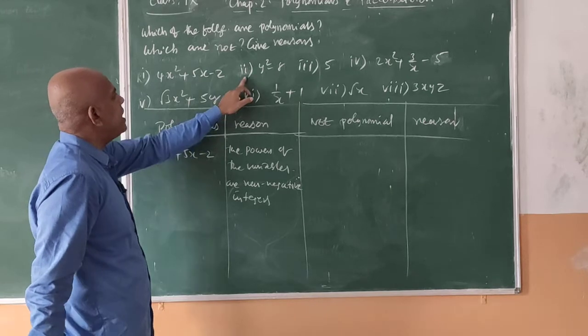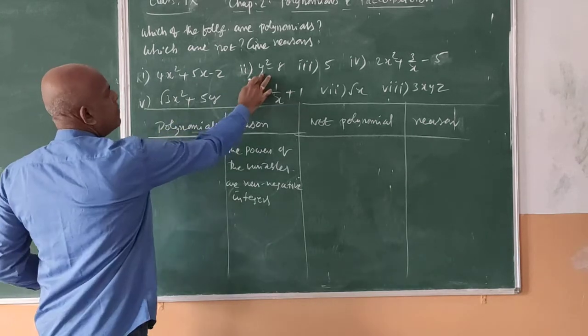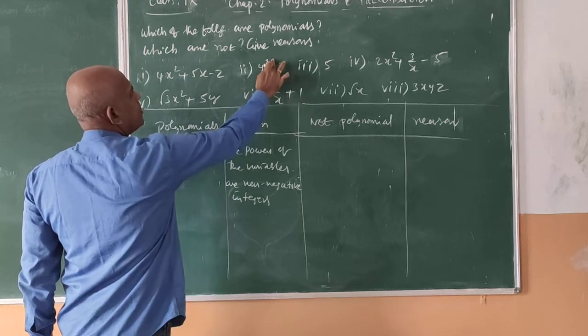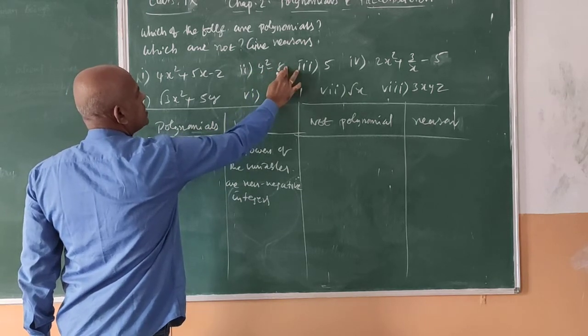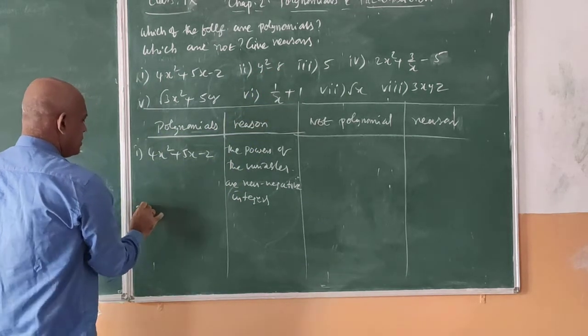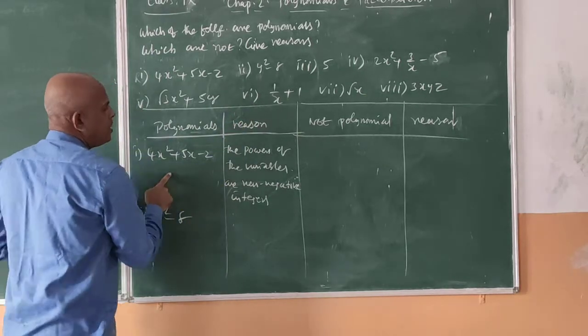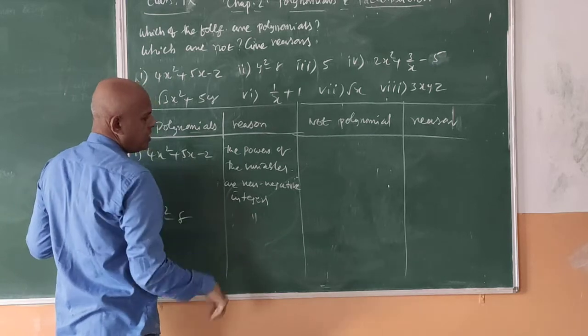Coming to the second one, y square minus 2. Here also y is the variable. Its power is a positive integer, and the other term is a constant. So the second one also comes under polynomials. You can write the same reason here.